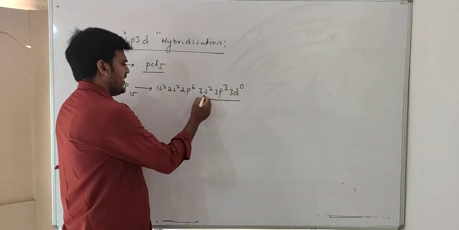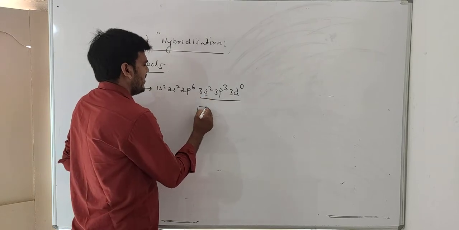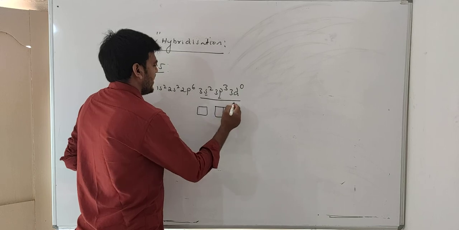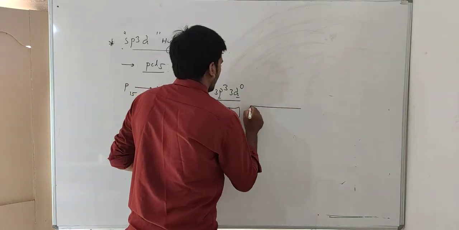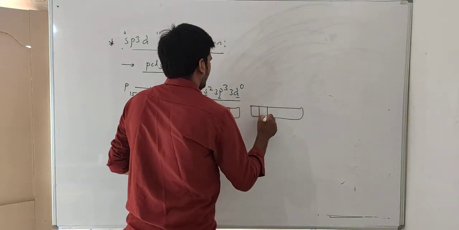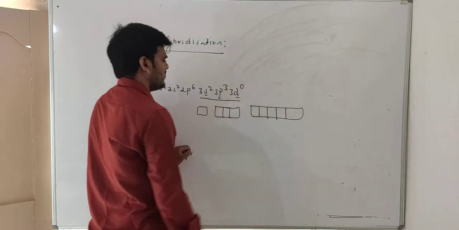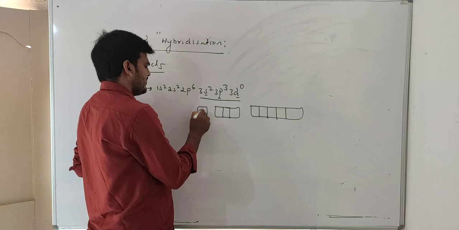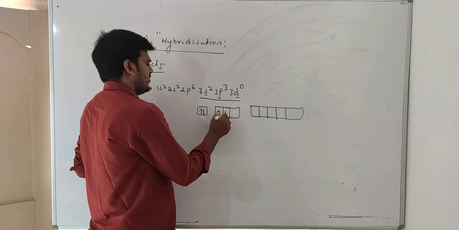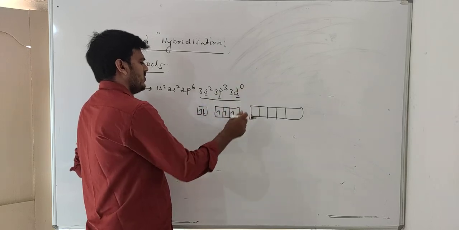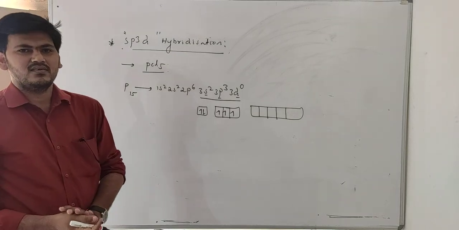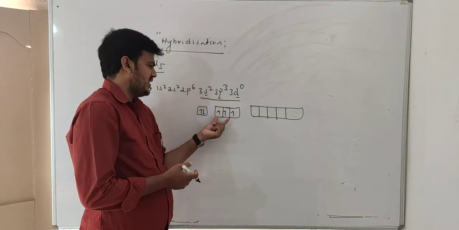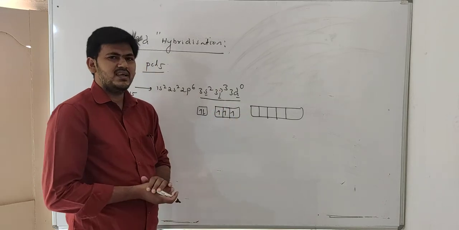There is only 1 s orbital. The p orbitals are 3: px, py, pz. And the d orbitals are 5: dxy, dyz, dzx, dx square minus y square, dz square. 3s2 has 2 electrons, 3p3 has 3 electrons, and 3d0 has no electrons.